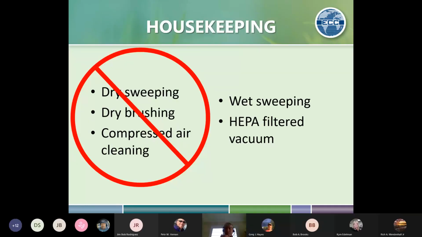Okay, we've talked about housekeeping before, and OSHA specifically prohibits this type of cleaning when you're dealing with crystalline silica dust. No dry sweeping, no brushing, no compressed air cleaning. In other words, you're trying to avoid re-entraining that dust in the air. So wet sweeping and HEPA filtered vacuum cleaners are permissible ways to control settled dust.